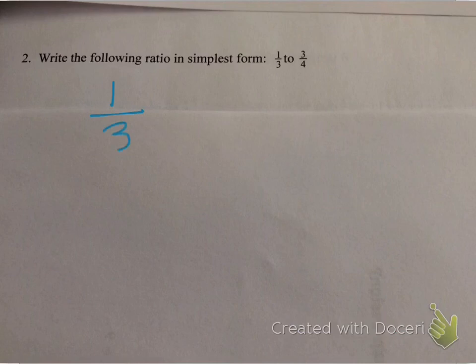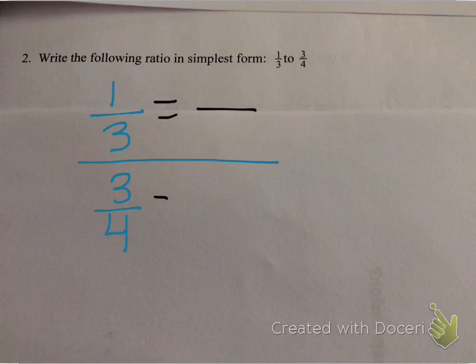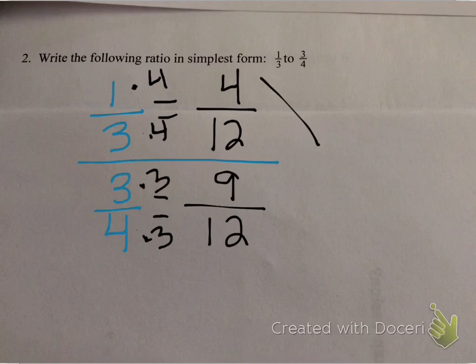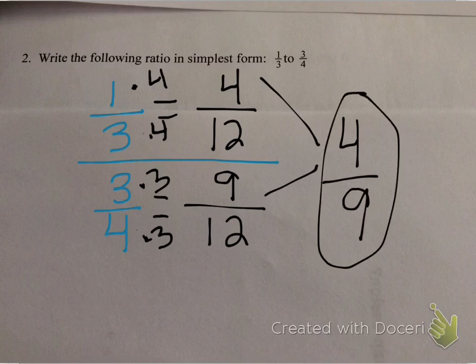So I'm going to write 1 over 3 over 3 over 4. Best bet is to get a common denominator, would be 12. 4 times 3 is 12, 3 times 3 is 9. 3 times 4 is 12, so 1 times 4 is 4. Show my work here for you. And I'm going to take my numerators and write them as a ratio, 4 over 9.